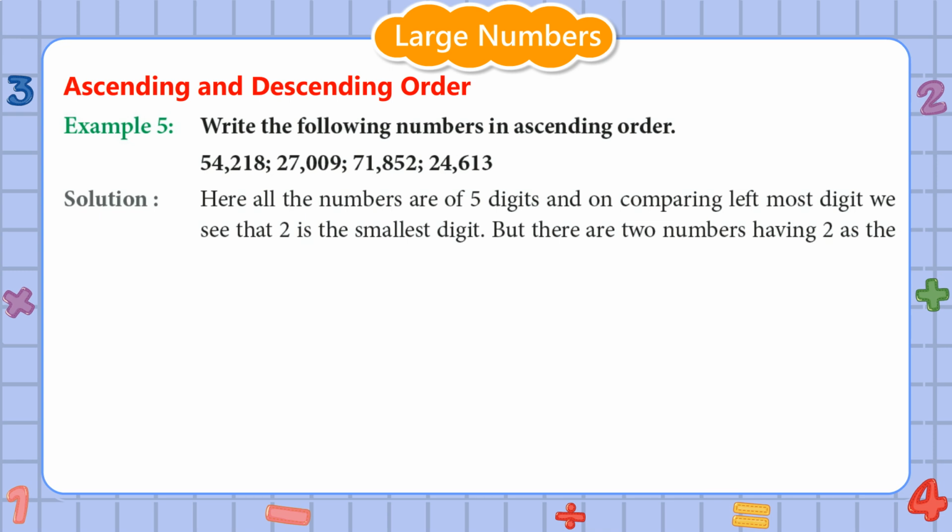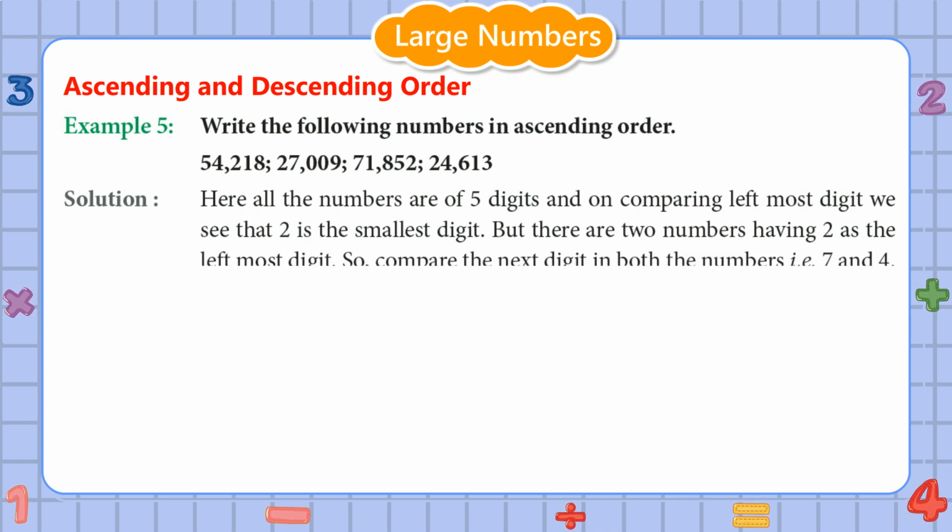the smallest digit, but there are 2 numbers having 2 as the leftmost digit. So, compare the next digit in both the numbers, that is 7 and 4. 7 is greater than 4. So, 24,613 is smaller than 27,009, and 2 is smaller than 5 is smaller than 7.